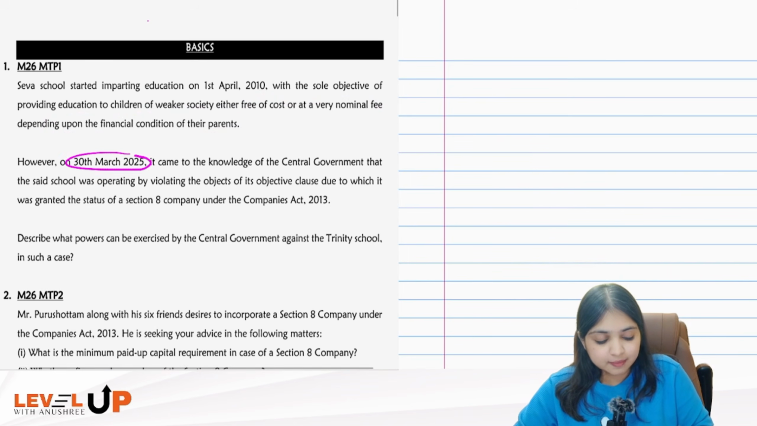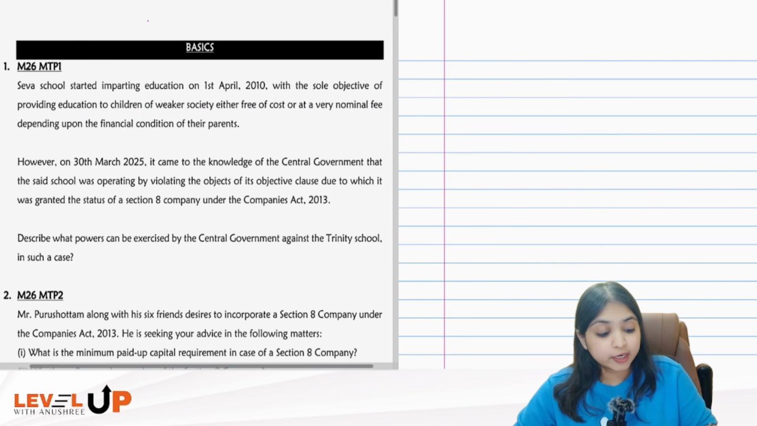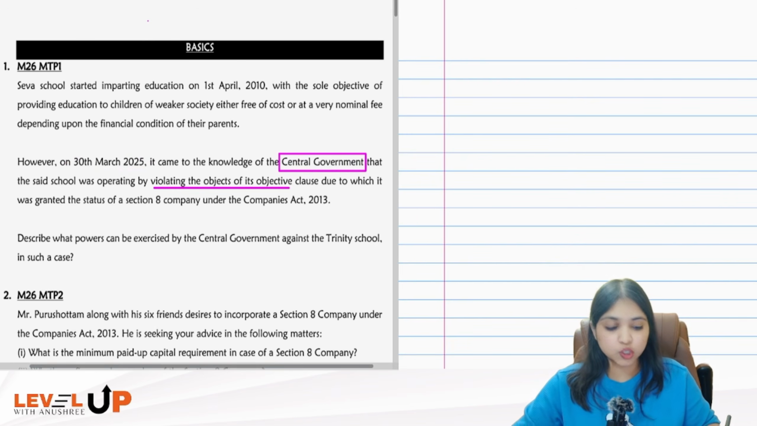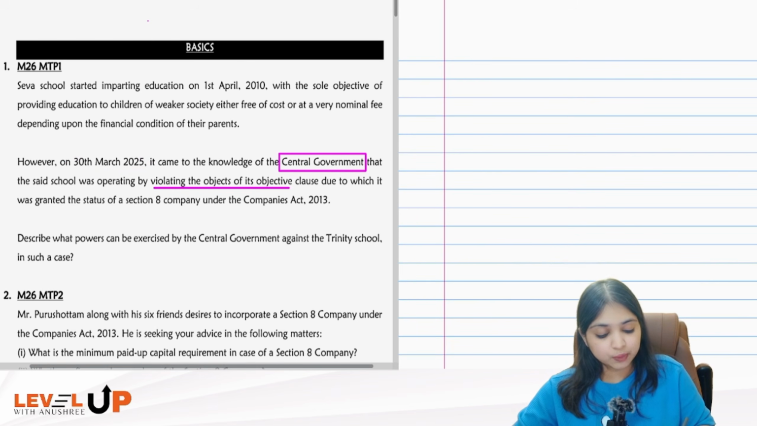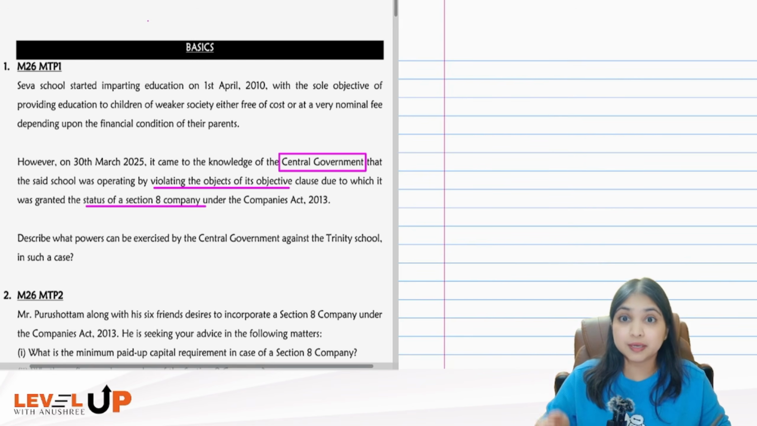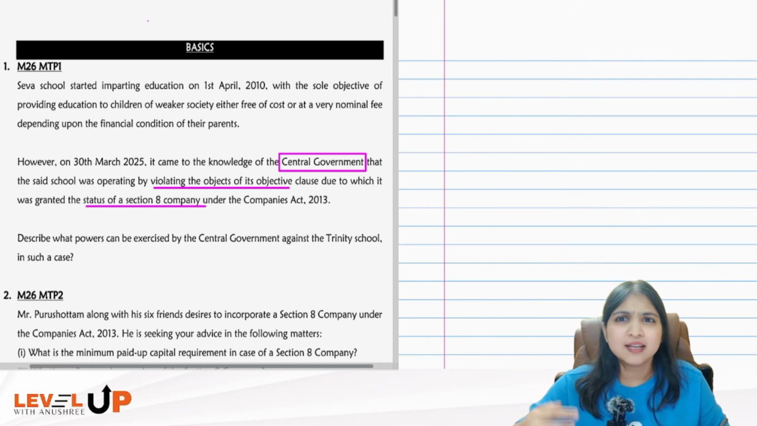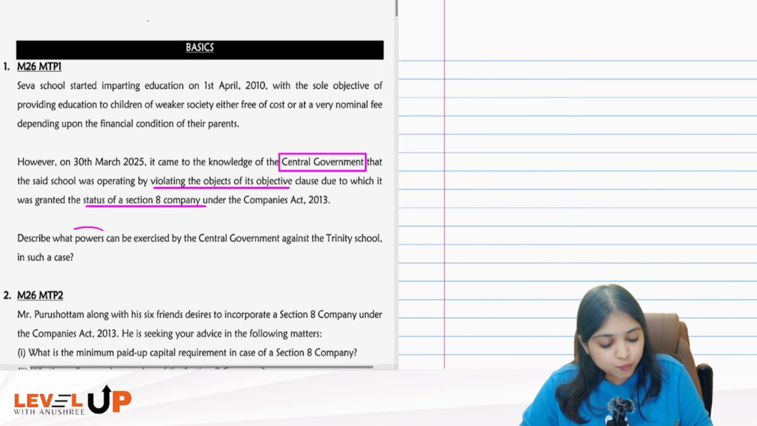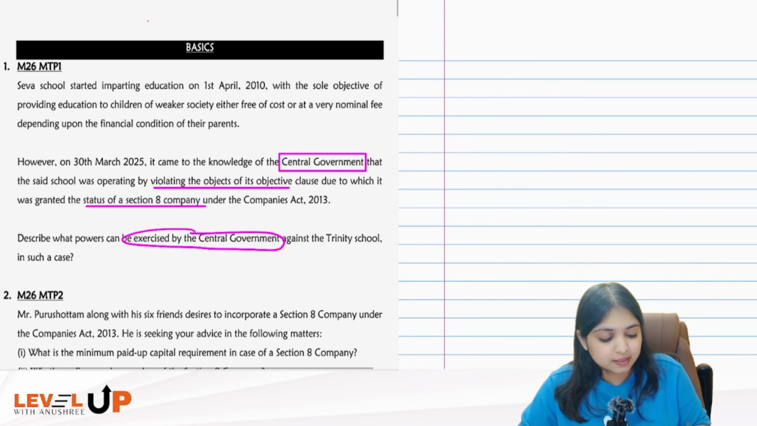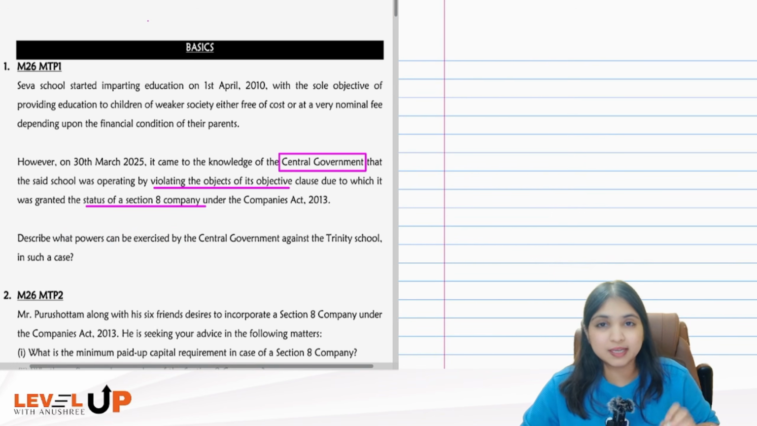However, on 30th March 25, it came to the knowledge of the central government that the school was operating by violating the objects of its object clause, due to which it was granted the status of Section 8 company. So this school is a Section 8 company and the Section 8 company is violating the objects of its object clause. This will become a ground for revocation of license, guys. Describe what powers can be exercised by the central government against a school in such a case.